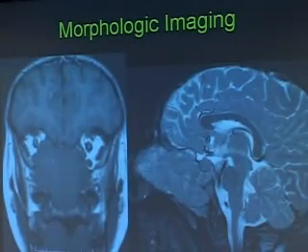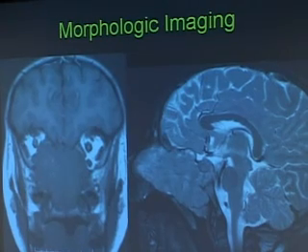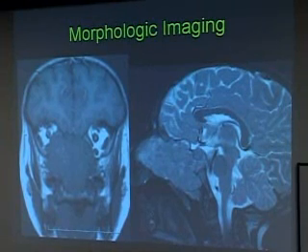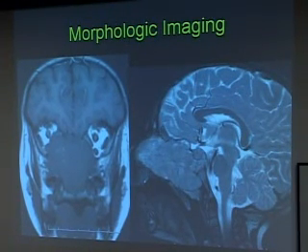Now, a lot of radiology has been directed to morphologic imaging. And morphologic I define as anatomic depiction of the information. So within the information, the radiologist is looking at the images, trying to determine normal or abnormal, and if abnormal, what the abnormality is.